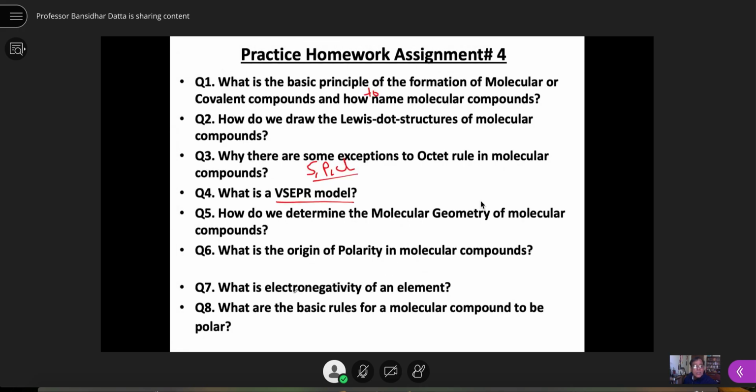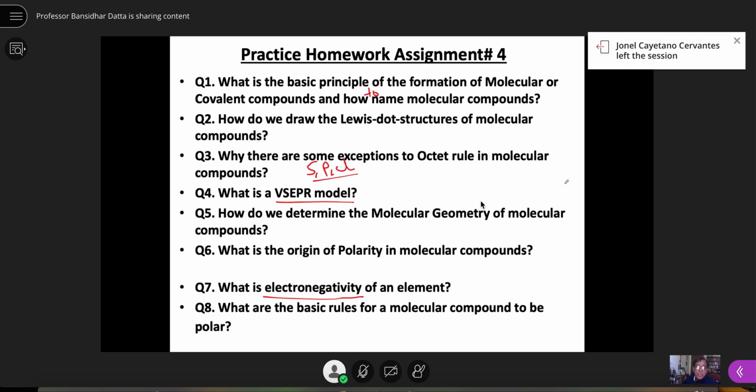What is the electronegativity? I just told you a few minutes ago. According to the Pauling scale, fluorine is taken as 4.0 maximum. Based upon that, we standardize the values. Oxygen is 3.5, nitrogen is 3.0, etc. What are the basic rules for molecular compounds to be polar? We already talked about it. You must have at least one polar bond, and its geometry must permit or allow the polarity.